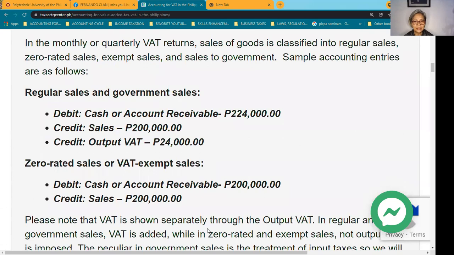Now, kung zero-rated yan, dahil nga zero-rated, wala yung VAT. Meron siyang debit 200,000 and credit 200,000 sales.